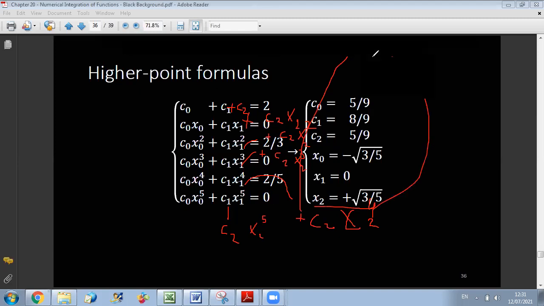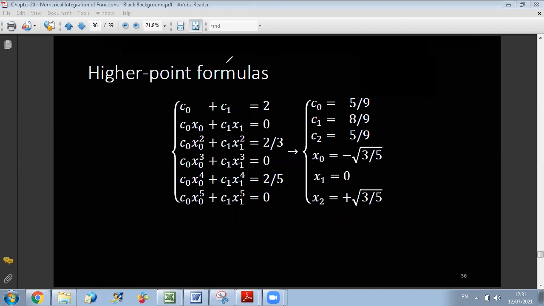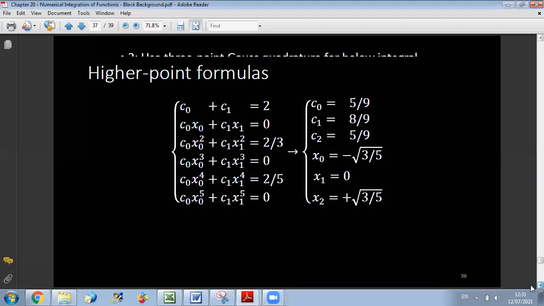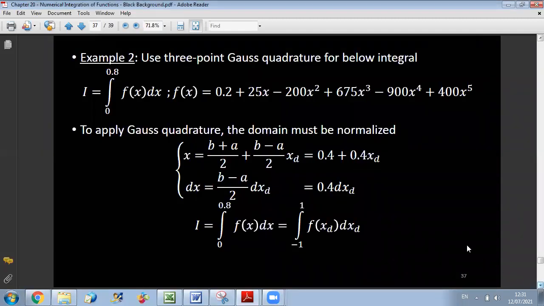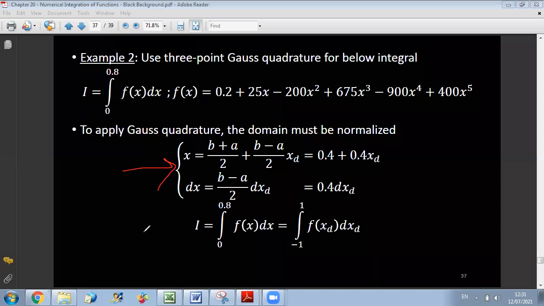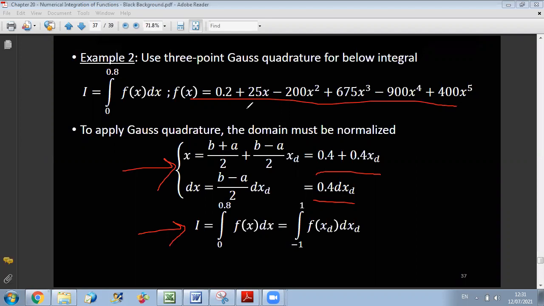Now, if I want to use these coefficients, all I have to do is the transformation first. The transformation is the same: we use the same procedure to transform the integral between a and b into an integral between -1 and 1. Since you are using the same function, the transformation will be the same. What will be different is that now you are using the 3-point Gauss quadrature.